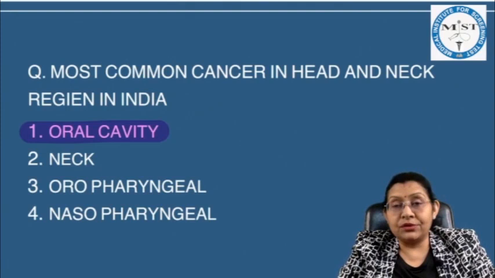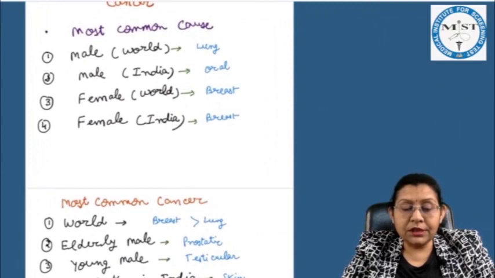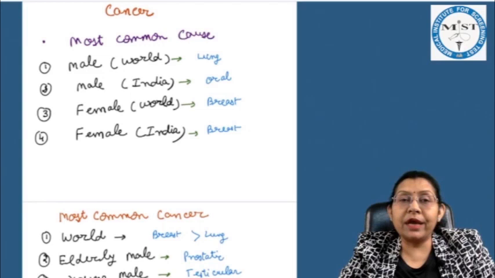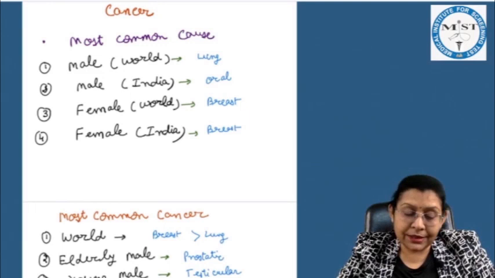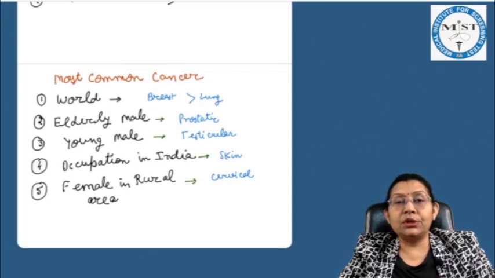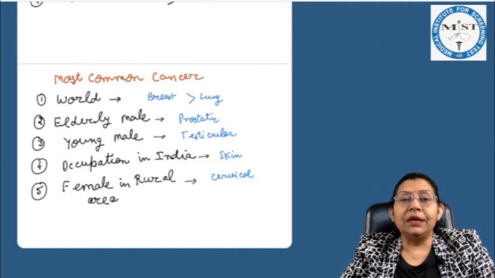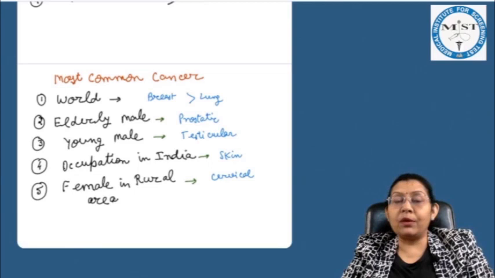And we had discussed in detail what are the various causes of cancer in our classes, that in the male world, the lung is the most common cause of cancer, while in India, it is the oral cancer. And in female, both in India and the world, it is the breast cancer. If you see the overall most common cancer in the world, now the breast cancer is on top. In elderly male, it is the prostatic cancer. In young male, it is testicular cancer. Occupational cancer seen in India is the skin cancer. And the cancer in female in rural area is still the cervical cancer.